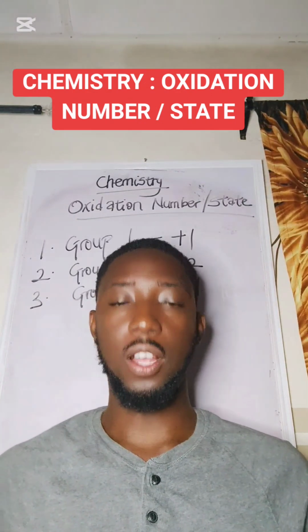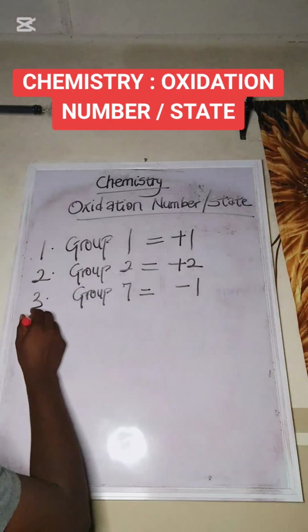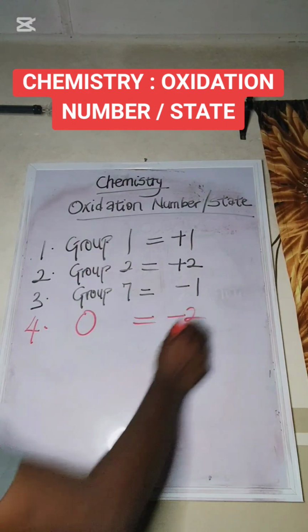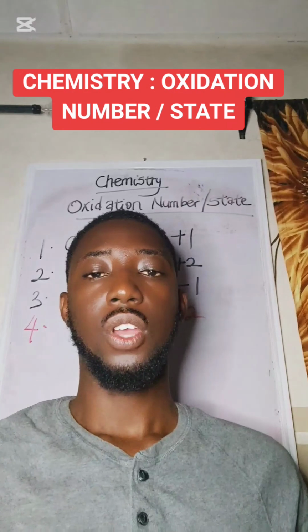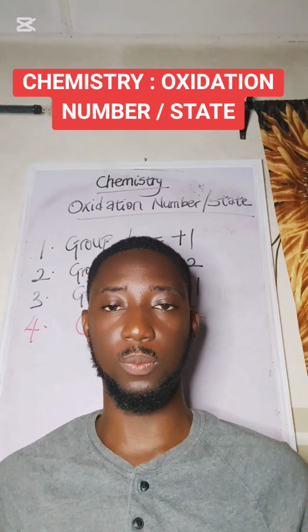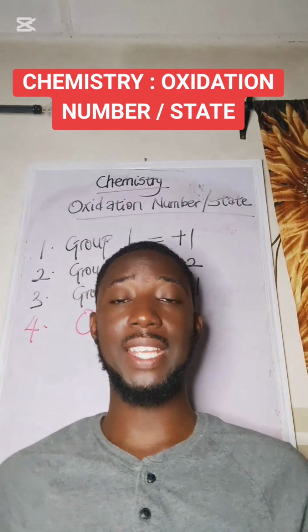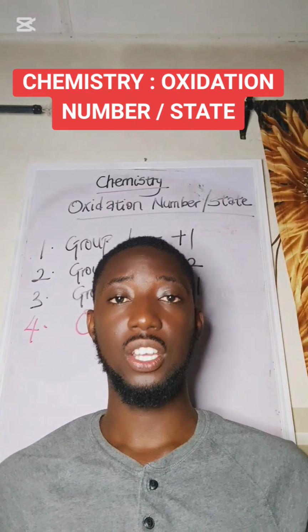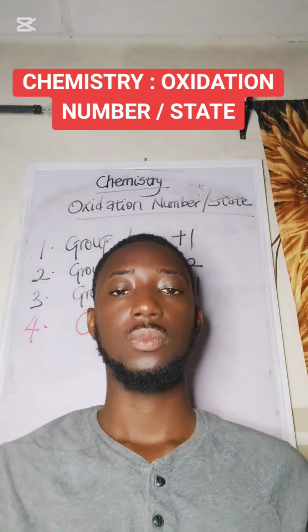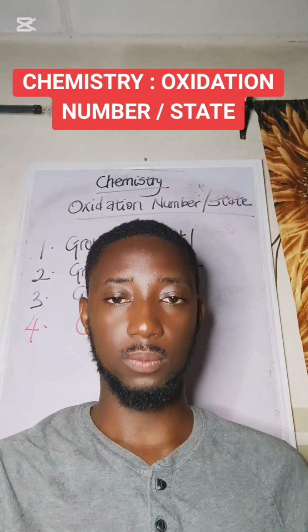Also, oxygen. We have the fourth one, oxygen. Oxygen is usually assigned an oxidation number of -2, except when it appears in peroxides. It usually has a different oxidation state of -1.